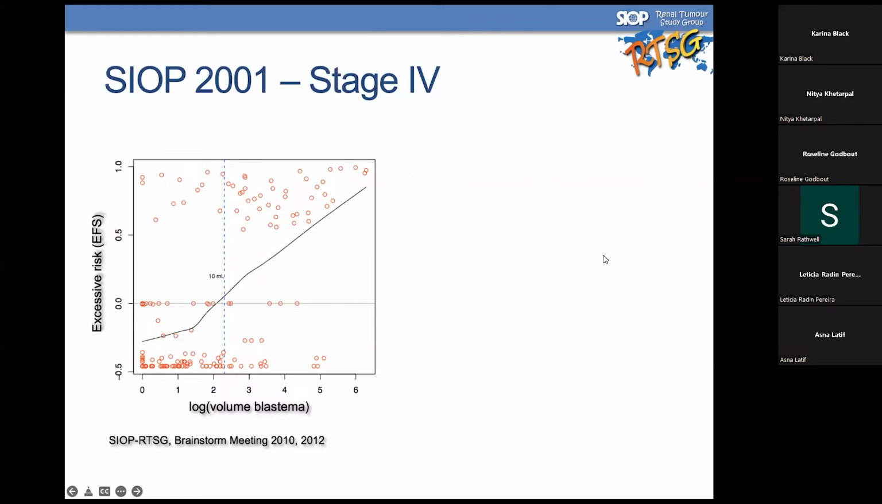And here, these are patients with stage 4, meaning with metastatic disease. And you see here in this plot the number of patients and their relapses. And these relapses are going up if the absolute amount of blastemal volume is more than 10 milliliters.